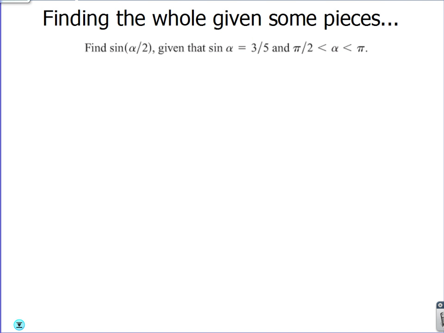Plus, notice something else about that. That was a rounded answer. We're going to find the exact value for the sine of half of alpha. We start with our formula. These are pretty easy. The sine of alpha over 2 is equal to plus and minus the square root of 1 minus the cosine of alpha over 2. That's the formula.